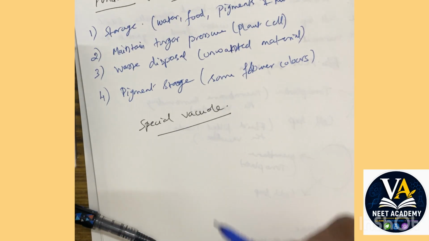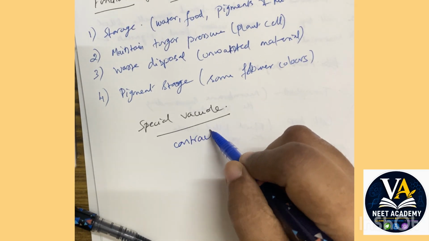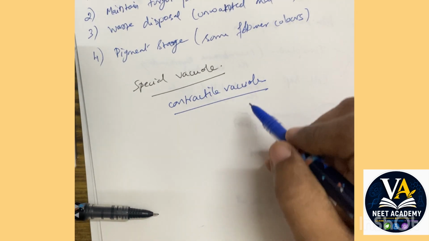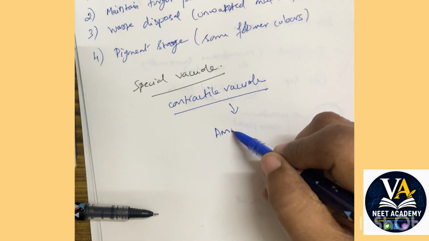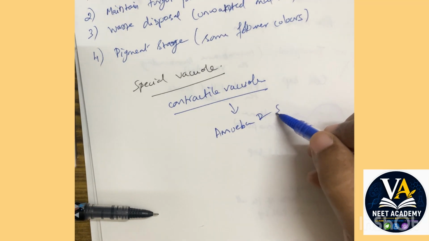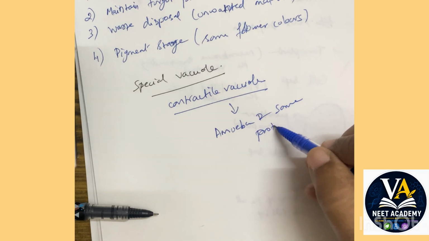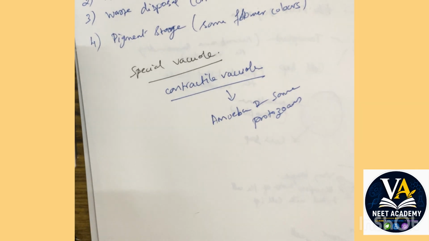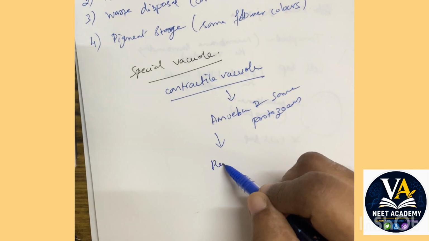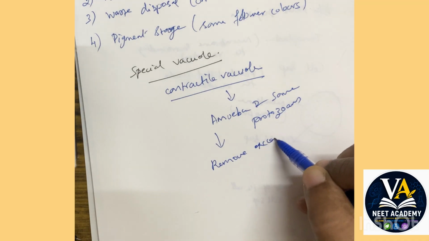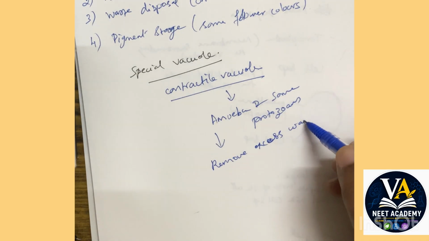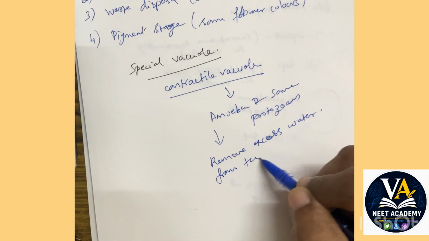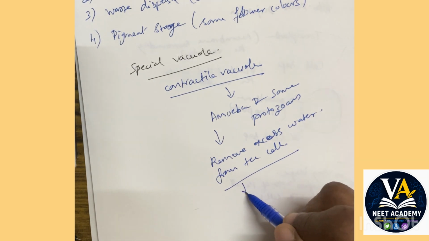Now, let us see a very special kind of vacuole called the contractile vacuole. This contractile vacuole is present in amoeba and some protozoans. Their function is to remove excess water from the cell. From where? From the cell.